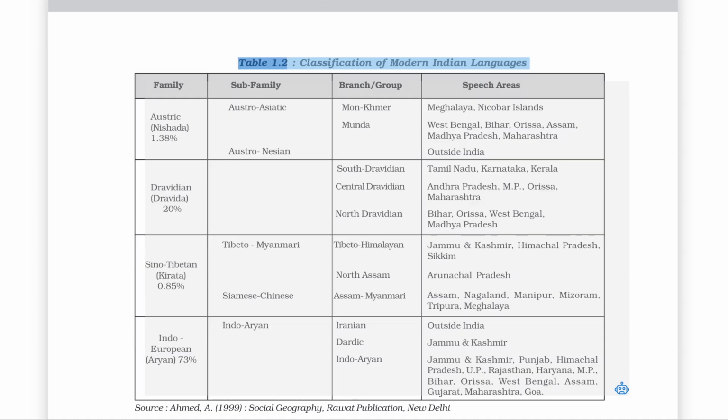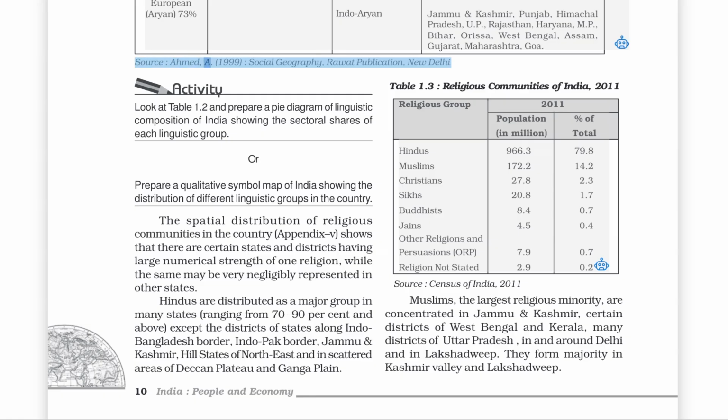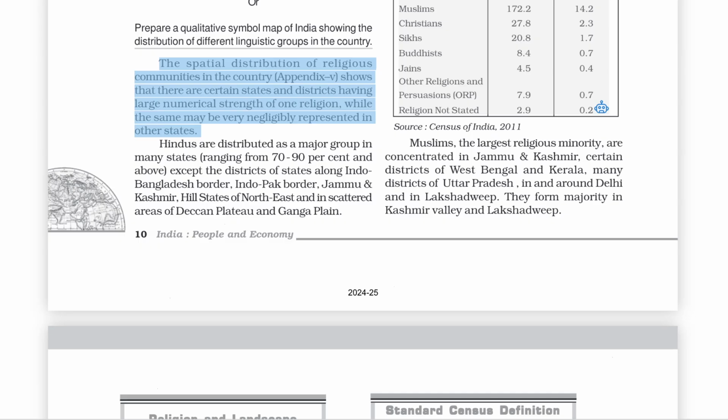Table 1.2 Classification of Modern Indian Languages. Source: Ahmed, A. 1999 Social Geography, Rawat Publication, New Delhi. The spatial distribution of religious communities in the country, Appendix V, shows that there are certain states and districts having large numerical strength of one religion while the same may be very negligibly represented in other states.